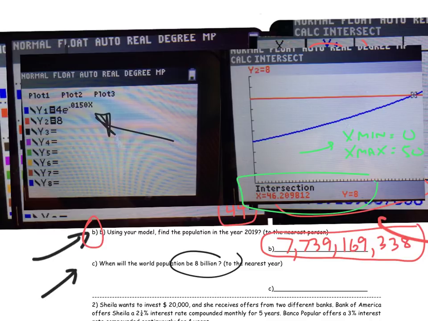So in this case here, the year will be about 46.2. This says to the nearest year, so that's going to be in the year 46. And if I take my starting point of 1975 and I add 46 to it, it looks like here it's going to be in the year 2021. So that's when the population should reach about 8 billion.